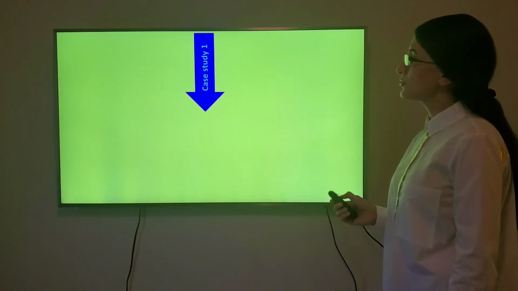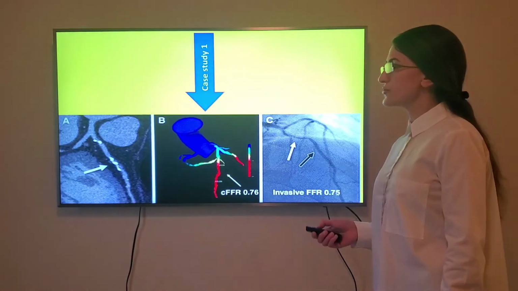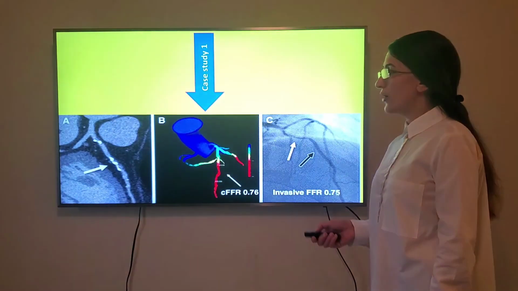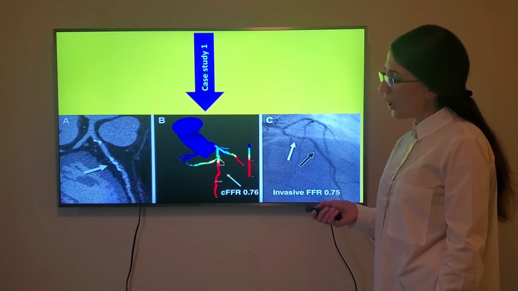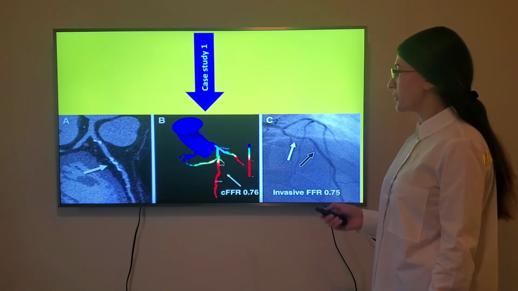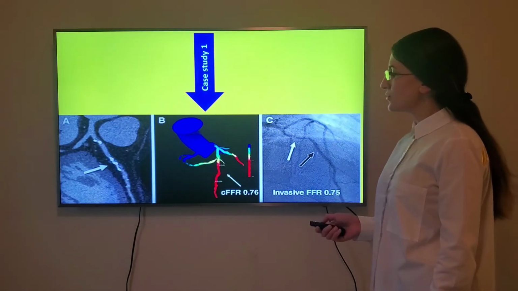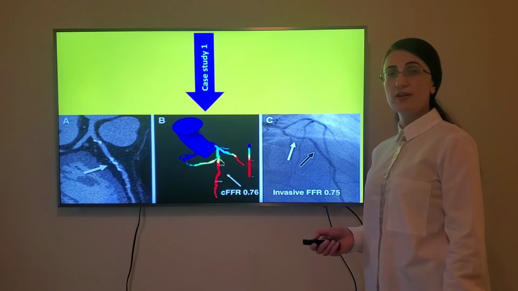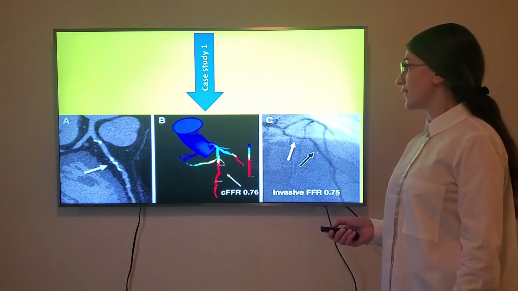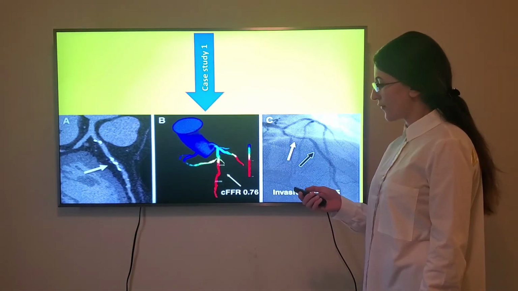Here I would like to talk about one patient, a 65-year-old man who came to the hospital. He was having pain. They did computed tomography angiography. On the first image you can see plaque on the left descending artery. They did Heartflow analysis, image B, and invasive coronary angiography, image C. As you can see, in both images the results are almost the same: 0.76 in Heartflow FFR analysis and 0.75 in invasive coronary angiography.